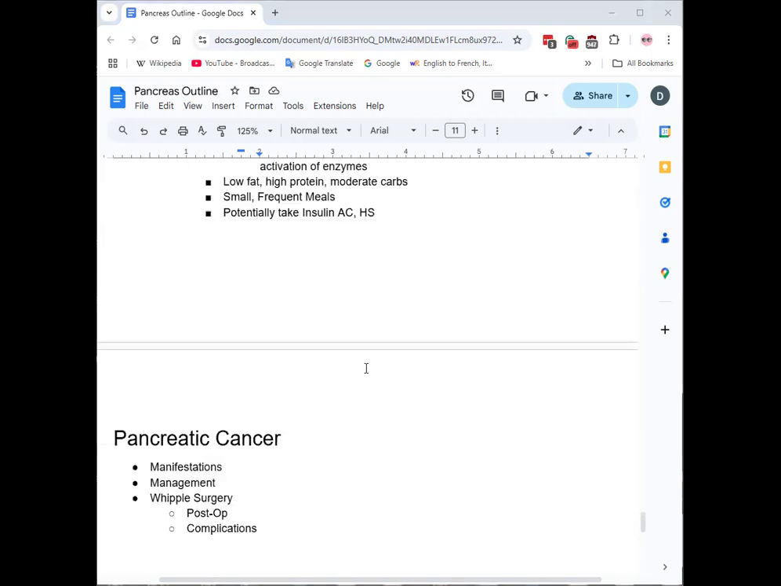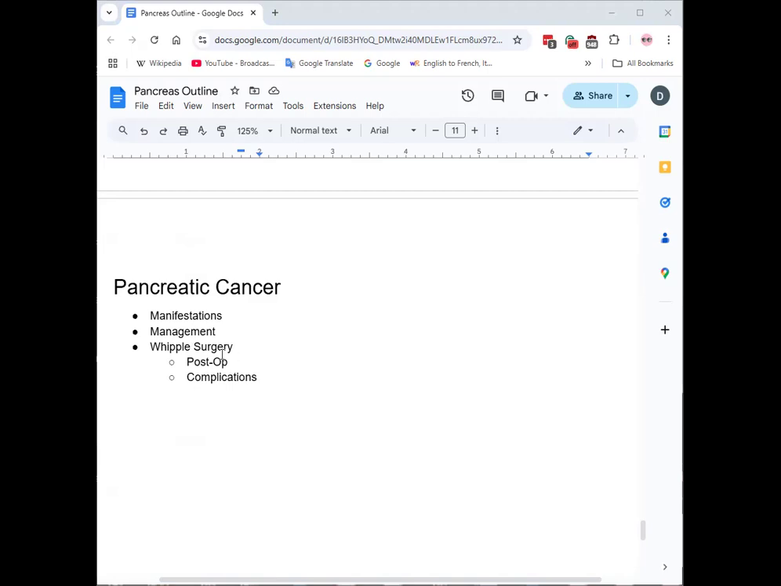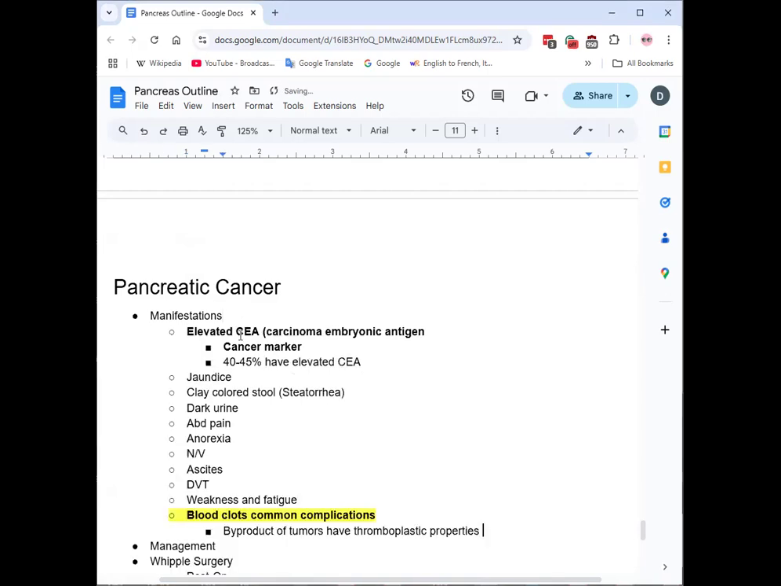And then the last thing is just the pancreatic cancer and the Whipple surgery. This one again wasn't emphasized too much, maybe the Whipple out of anything else. Pancreatic cancer, a lot of the manifestations are pretty similar to all the stuff we've been talking about. The main thing that makes it different is the elevated cancer marker here, which you would expect, right? If you had a SATA and it's asking what's a manifestation of pancreatic cancer, it's probably going to be the elevated cancer marker. And then everything else is very similar.